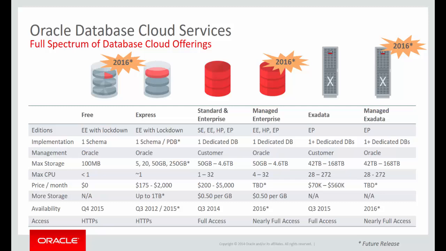This next slide goes into depth on all the technical details about our services. So first, what we just talked about was the free service, and there you can see the max storage or quota, which is 100 megabytes, and you get a single schema. Next up is the Express service, which we again talked about, and we see an asterisk next to PDB. So very soon, with the Express service, you'll have your choice between either a schema or a PDB in our cloud. And these sizes range from 5 to 20 to 50, all the way up to 250 gigabytes of storage.